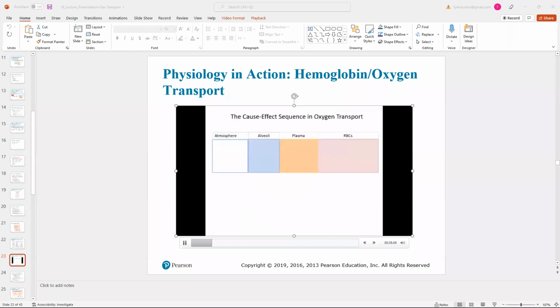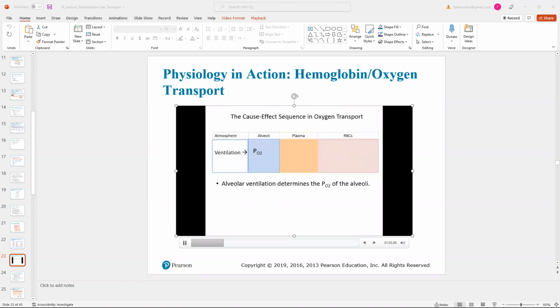This box diagram represents the four compartments involved in oxygen transport. It is useful for understanding the cause-effect relationships among the different aspects of gas exchange and transport. The composition of the atmosphere and alveolar ventilation determine the oxygen partial pressure, or PO2, of the alveoli.